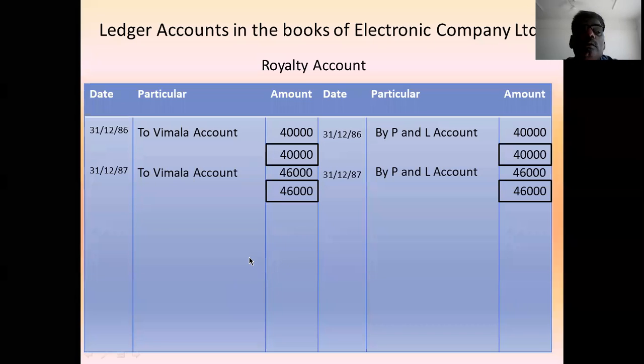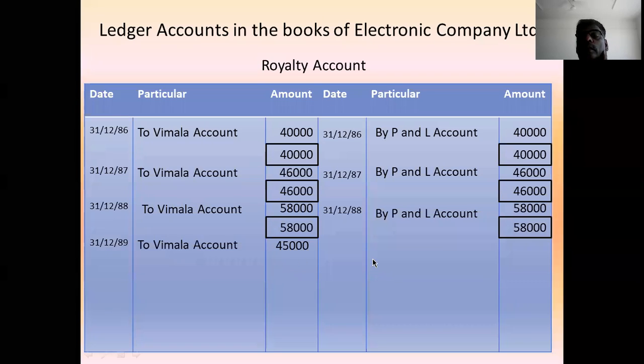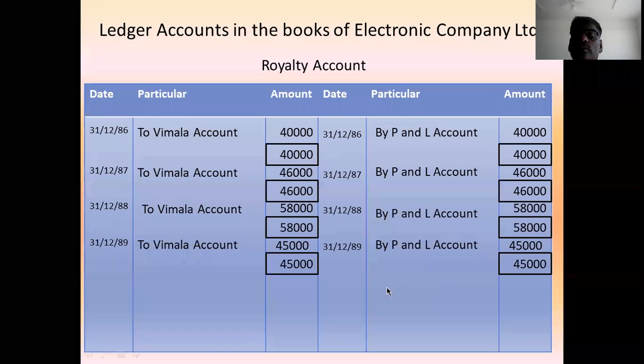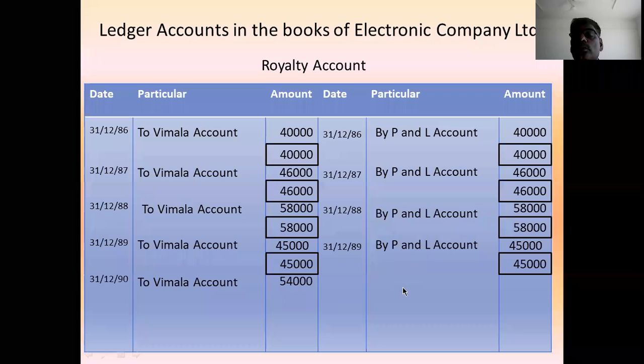Okay. Then third year, to Vimala account 58,000, 31/12 by P&L account 58,000. 58,000 total. Next is 31/12/89, to Vimala account 45,000, by P&L account 45,000. Total 45,000. Next 1990, to Vimala account 54,000, by P&L account 54,000.